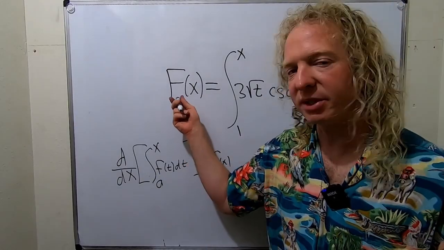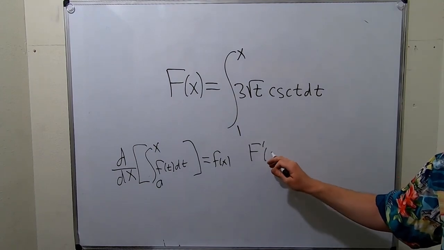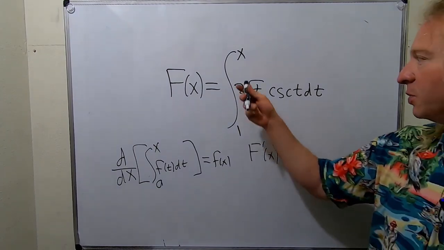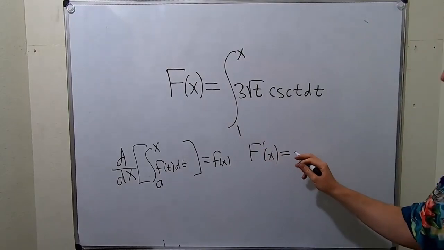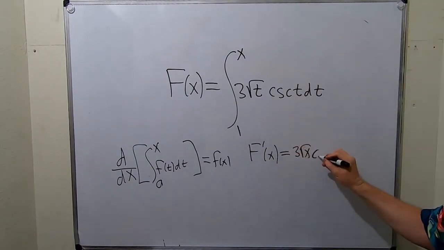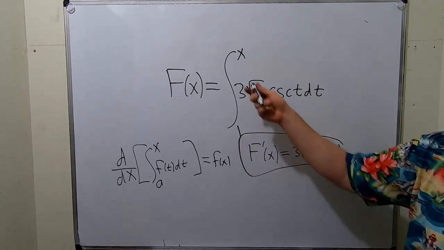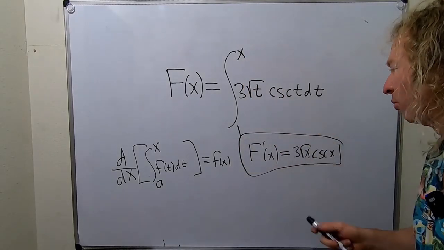That's all you do. So in this case, when we take the derivative, so big F prime of x, all we do is we take the x and we put it where the t is. So it'll be 3 square root of x cosecant x. And that is it. You just take the x and put it where the t is.